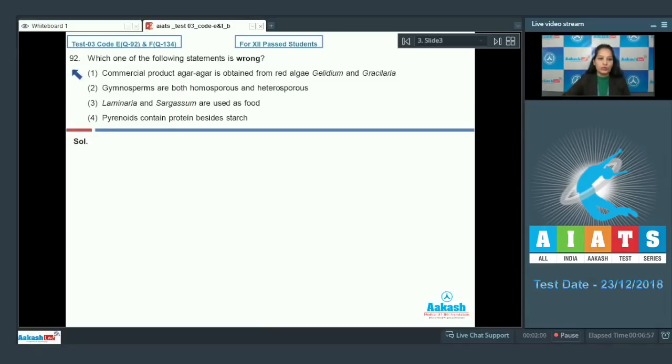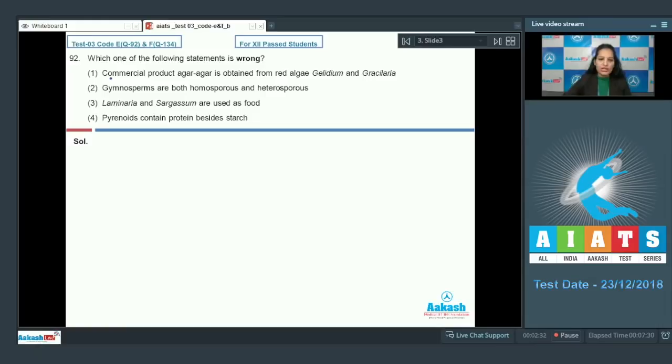Question number 92. Which one of the following statements is wrong? First option, commercial product agar-agar is obtained from red algae Gelidium and Gracilaria. Second, gymnosperms are both homosporous and heterosporous. Third, laminaria and sargassum are used as food. Fourth, pyrenoids contain proteins besides starch. You have to find out which statement is incorrect or wrong out of these 4 statements.